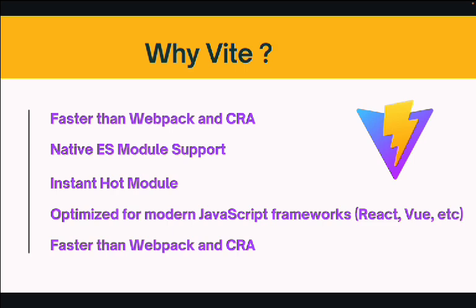Vite is faster than Webpack and Create React App. With Create React App, you need to wait for Webpack to bundle your entire application before you see any changes. But with Vite, all of those processes are skipped because it uses native ES modules. The native ES modules load files directly and then serve the files in milliseconds.